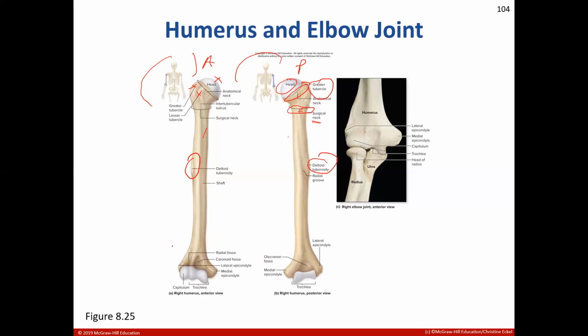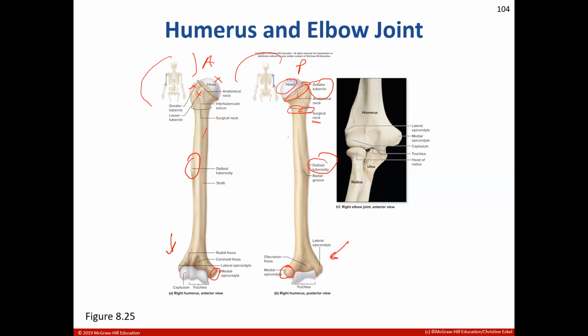Now down here, this is where things get a little kooky, and you have to really pay attention to what you're looking at, anterior, posterior. So, anterior view, this big part right here is called the medial epicondyle. That's medial, so in anatomical position, that's going towards your midline. Remember, this is the right humerus.